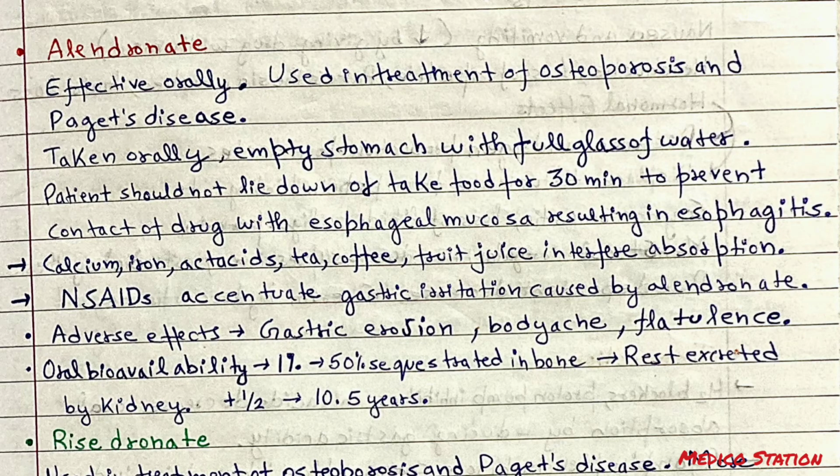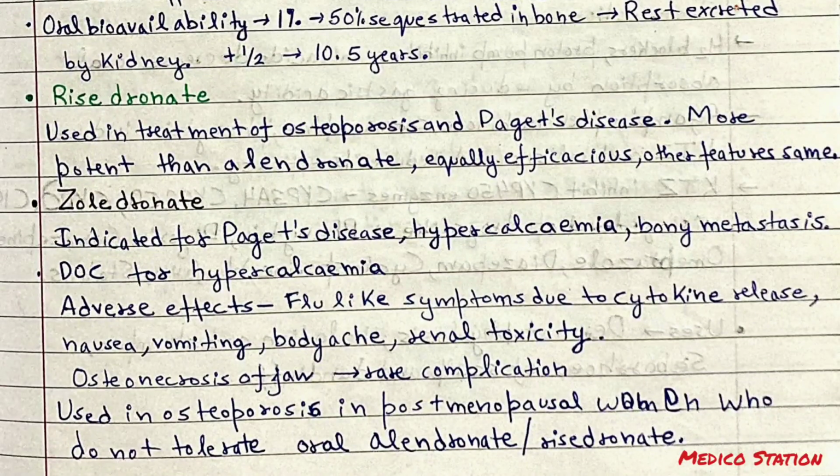Half-life is 10.5 years. Risedronate is used in treatment of osteoporosis and Paget's disease, and is more potent than alendronate. Equally efficacious, other features same as alendronate.